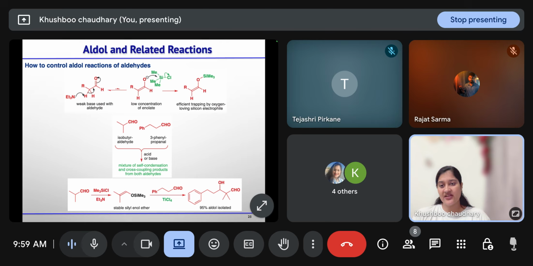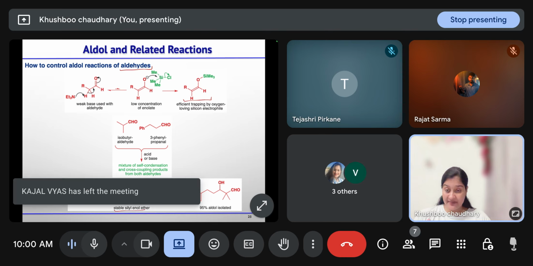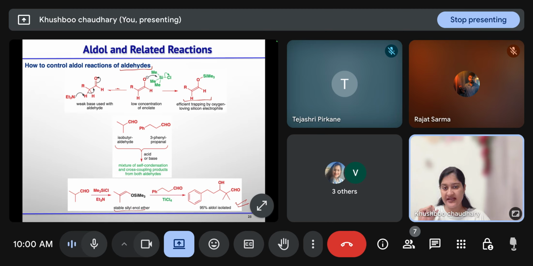Now, how can we control aldol reactions of aldehydes? After esters, let us discuss aldehydes. We have already seen that lithium enolates or silyl enol ethers can be used to control these reactions. So base will abstract the proton, and after the formation of this silyl enol ether, we can react it with some aldehydes in the presence of some Lewis acid. We will get this product, beta hydroxyaldehyde.